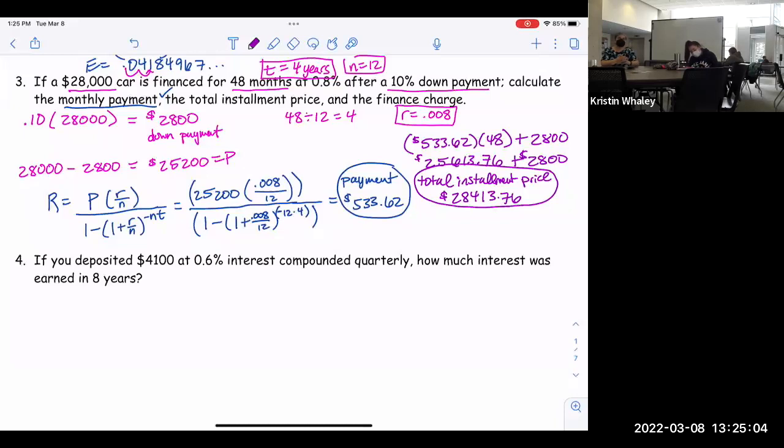I have a question. Would they ever ask that in a way where you would not include the down payment? They could ask you for the total amount of the payments. So if they said, what's the total amount that you would pay back on your loan, then I would not add the down payment back in with that. Okay. Good question.